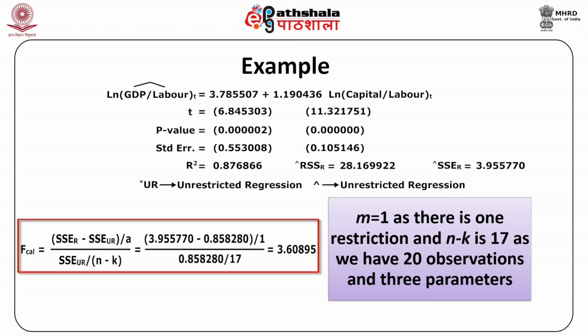The computed F statistic is compared with the critical F value with m and n minus k degrees of freedom at the chosen level of significance. We observe that the restriction is not significant, as the computed F value is less than the critical F value, which is 4.45 at the 5% level of significance, and thus we can conclude that the production function probably exhibited constant returns to scale during the sample period.